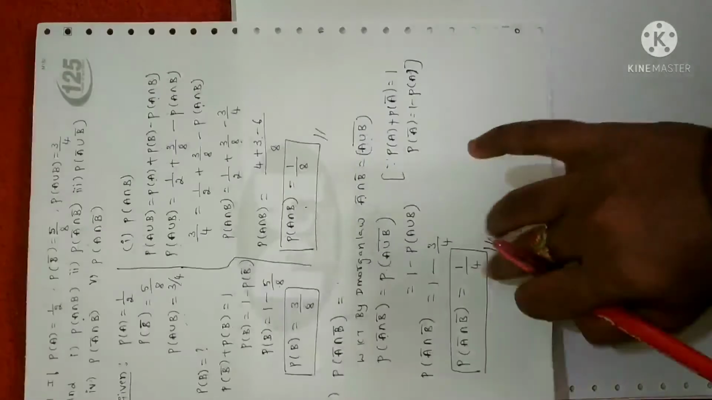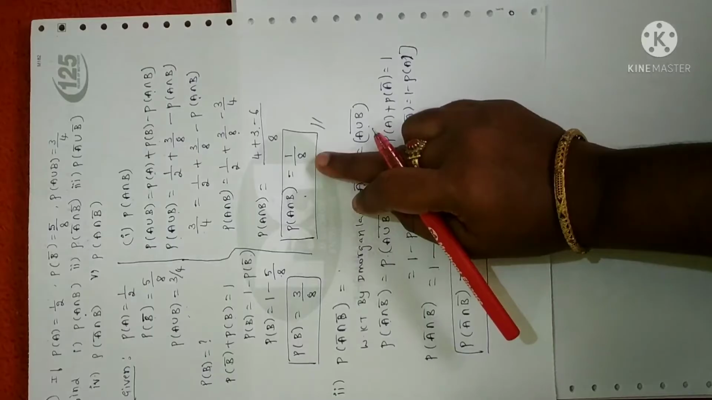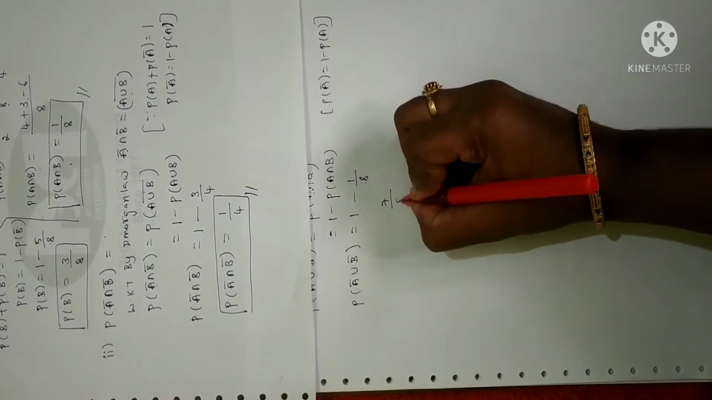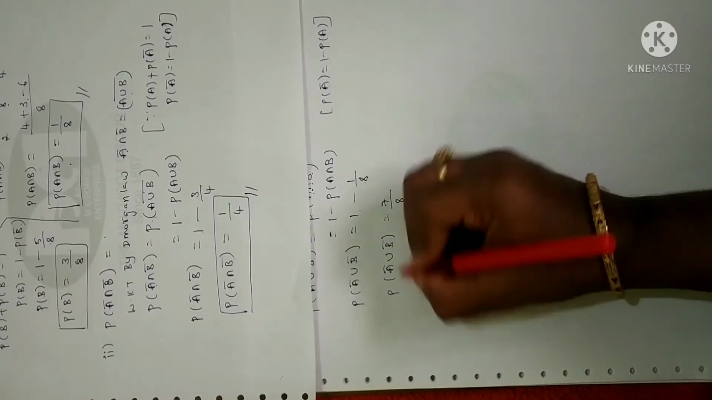We have already calculated it from the first question. In the first sub question we found probability of A intersection B. So let me take the cross LCM. So 8 minus 1 is 7 by 8. Therefore probability of A bar union B bar is equal to 7 by 8.